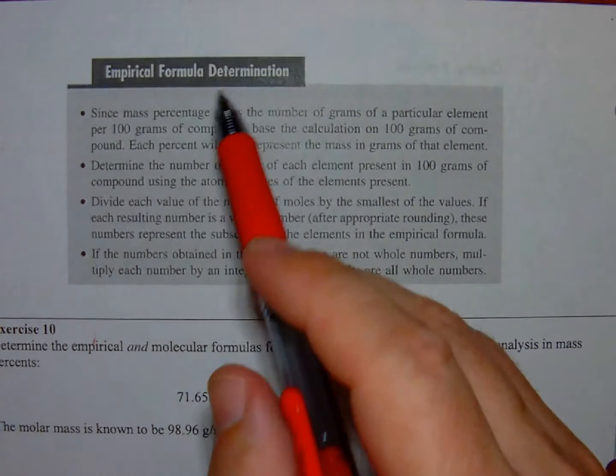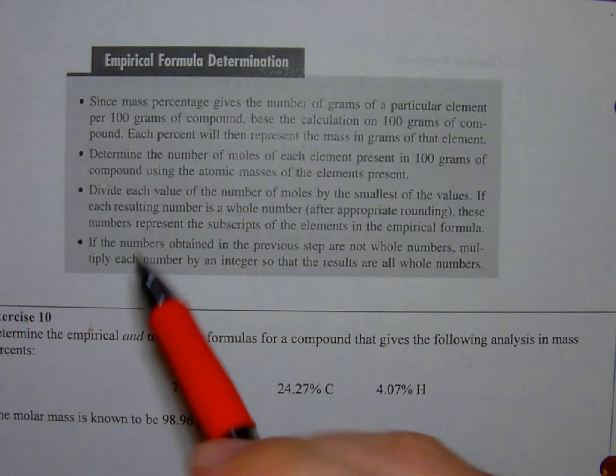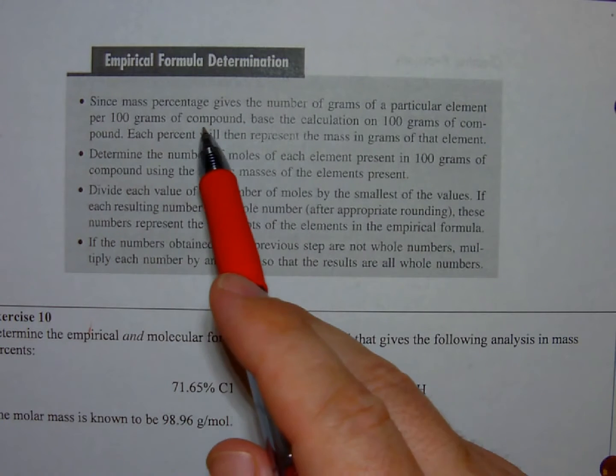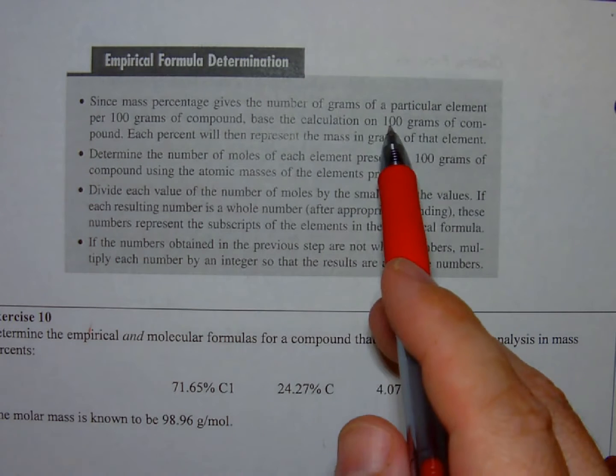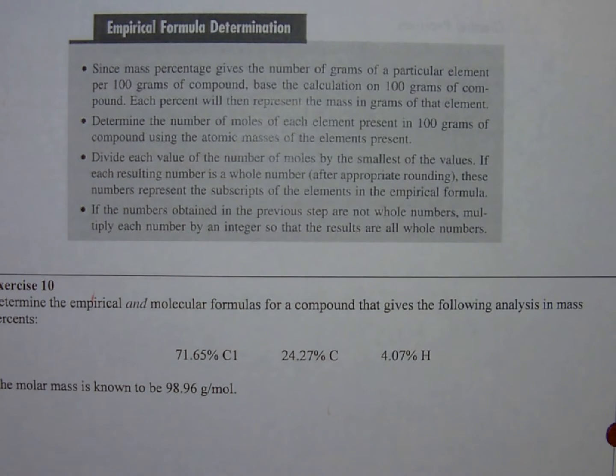So one more time as a summary, a little bit more concisely, hopefully, succinctly. Since mass percentage gives the number of grams of a particular element per 100 grams of that compound, base the calculation on 100 grams of the compound. Each percent will then represent the mass in grams of that element. Then determine the number of moles of each element present in 100 grams of the compound using the atomic masses of the elements present, right? Using your periodic table.